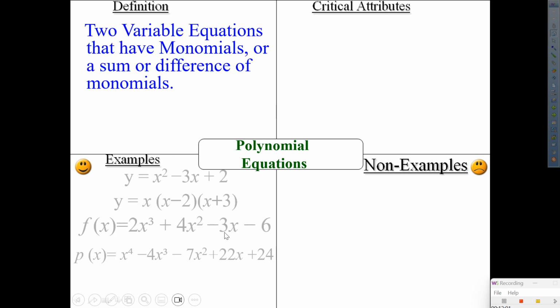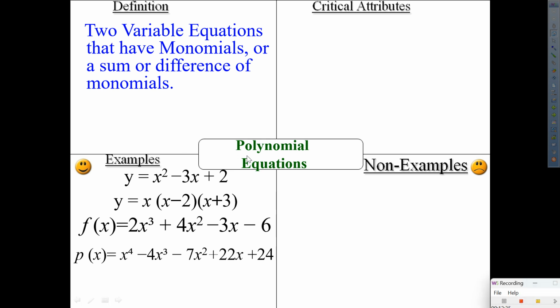Examples. y equals x squared minus 3x plus 2. y equals x times x minus 2 times x plus 3. f of x equals 2x cubed plus 4x squared minus 3x minus 6. And p of x equals x to the fourth minus 4x cubed minus 7x squared plus 22x plus 24. Oh yeah, it's going to start getting interesting, guys. Let's go. Bring it.